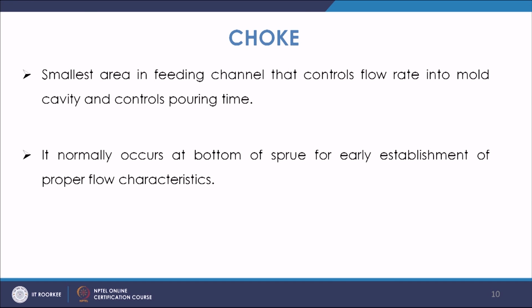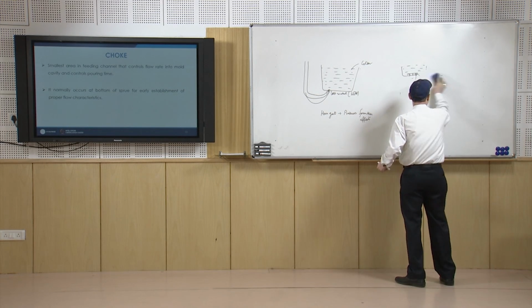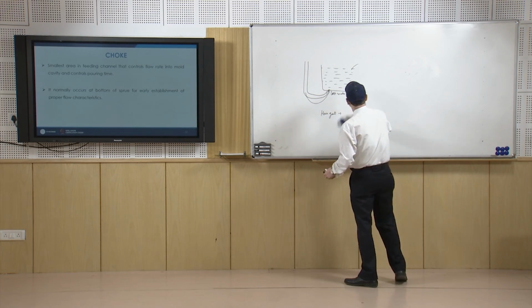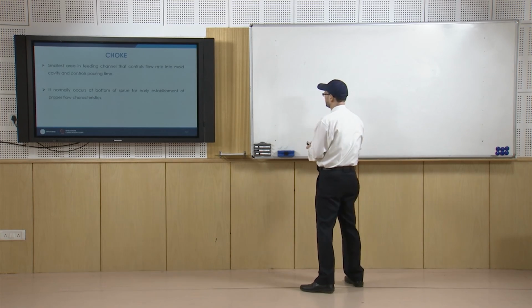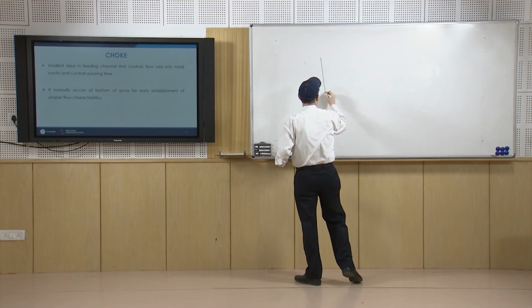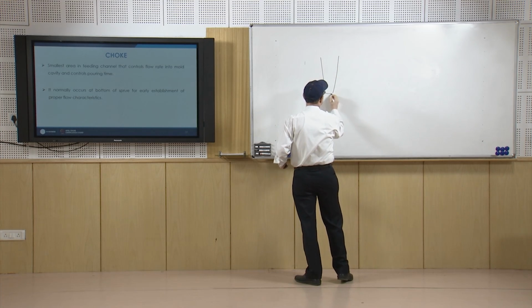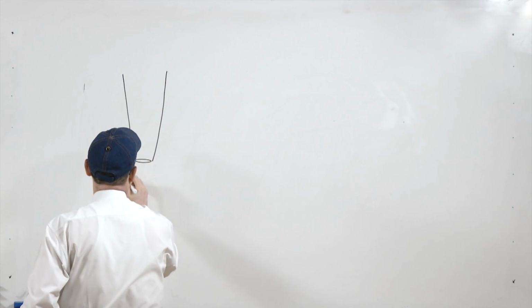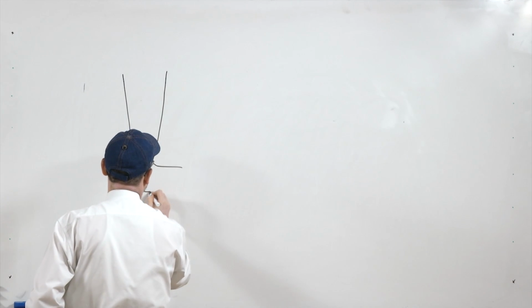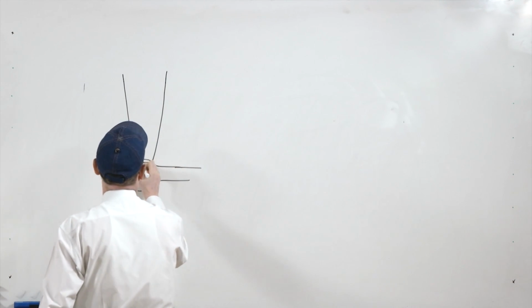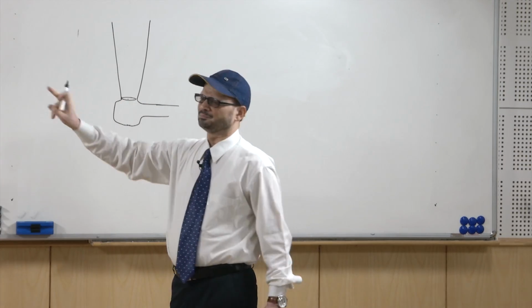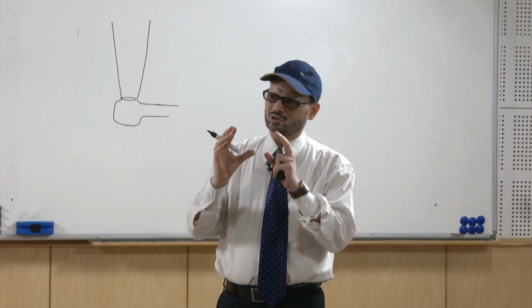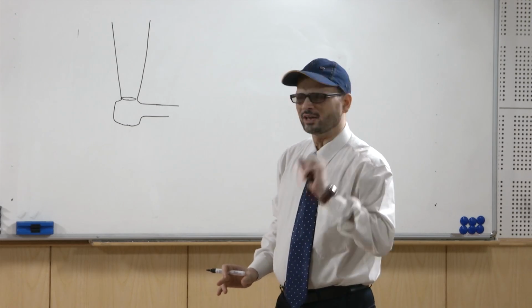So, what happens in the case of choke? If it is at the bottom of the sprue, you have the minimum cross section area here, and from here you have the pouring cup and then the metal goes on. It may be here or somewhere downstream. The pouring rate will be dependent upon this choke area itself.